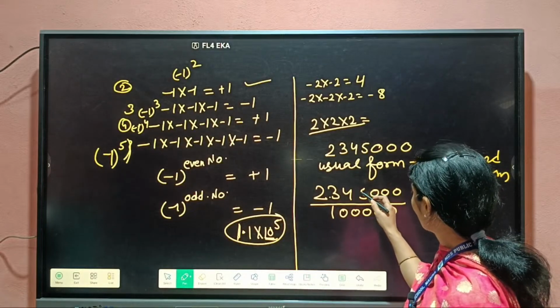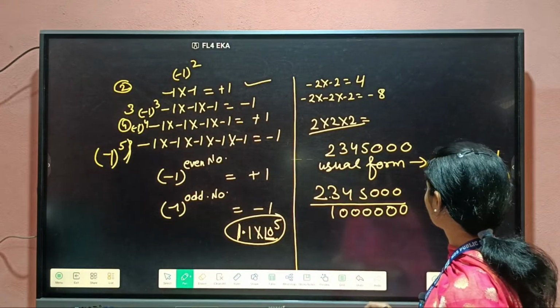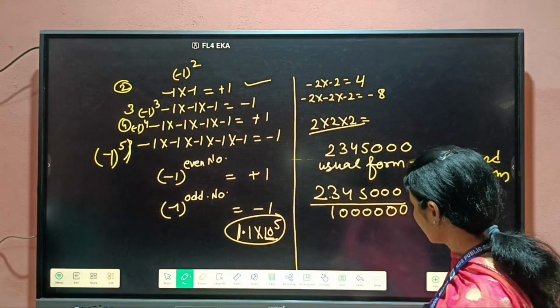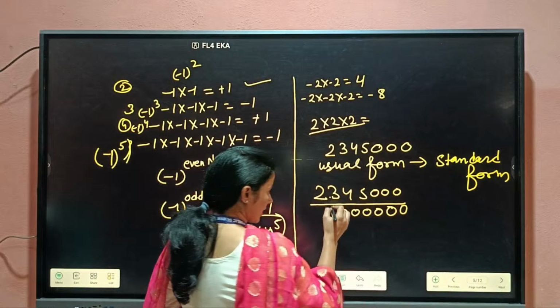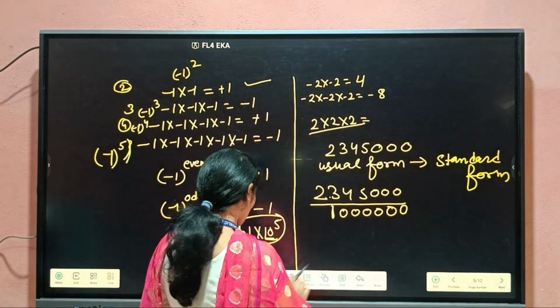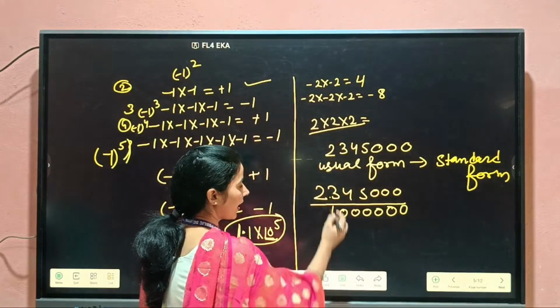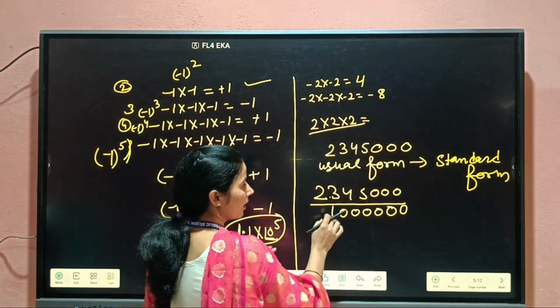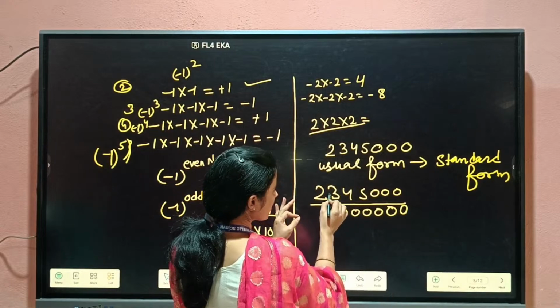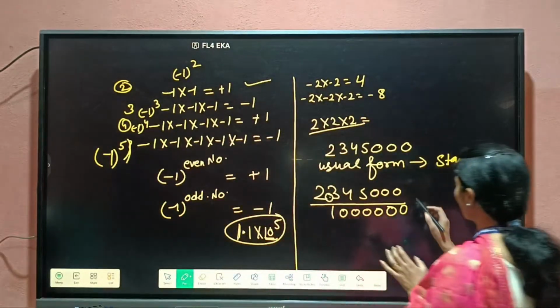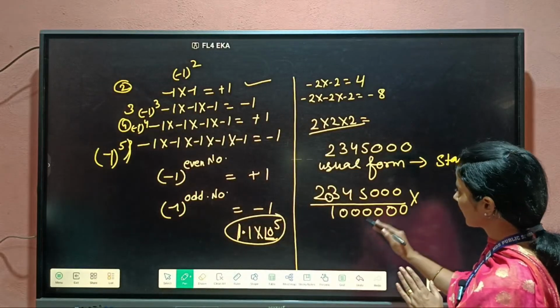1, 2, 3, 4, 5, 6, 10 lakh. For this number, I have to insert a decimal. Just imagine I have to insert the decimal there. For that, what I have to do? I will multiply and divide with the same number.